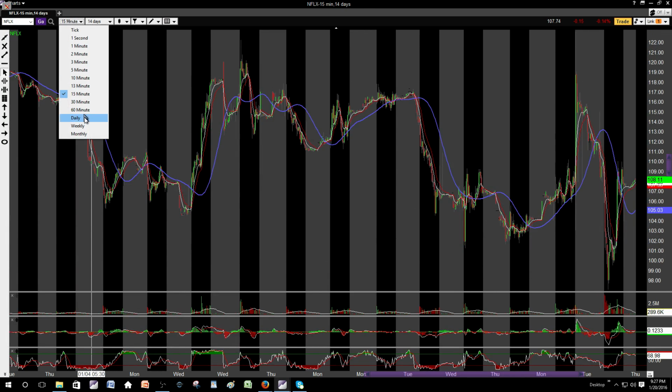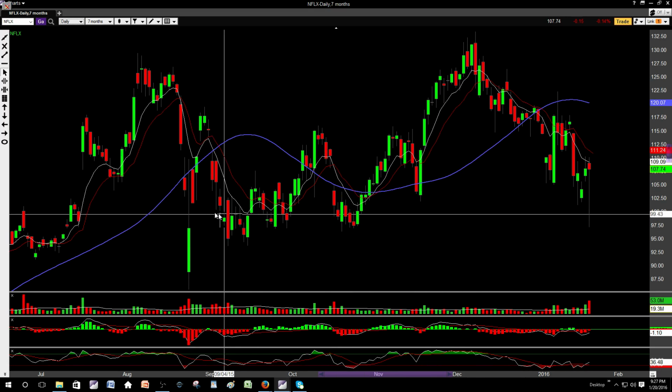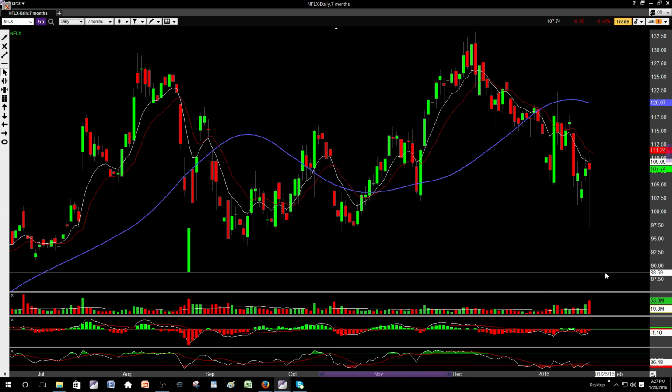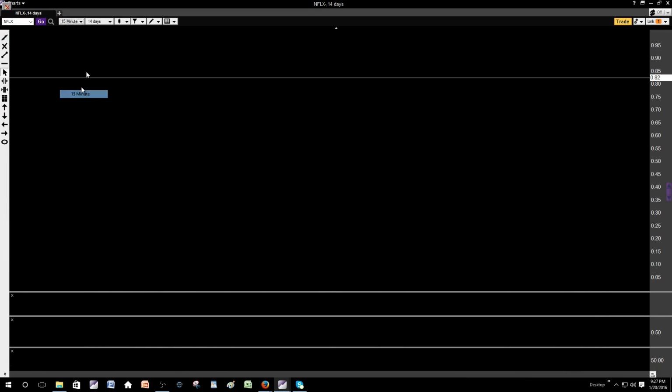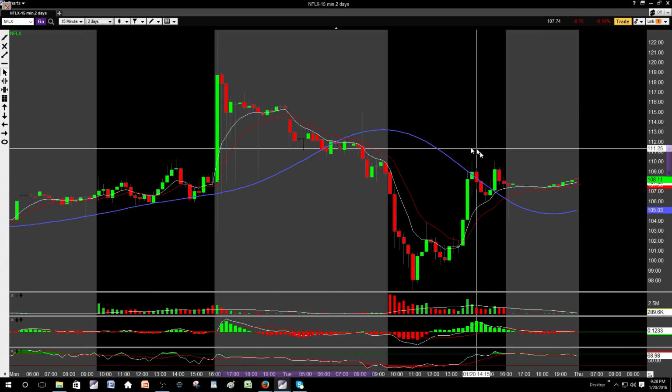But that would have been probably found more so on a daily chart. But it did find an area of support over here. But if the market kept coming down, it would have probably just come down with it. So the market direction obviously changed a lot of stocks coming into close.